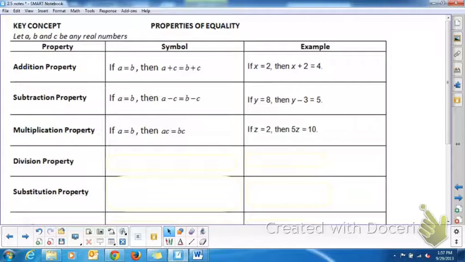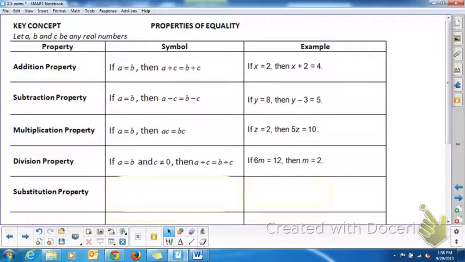The division property we frequently use when you divide both sides of an equation by the same term. If A is equal to B and C does not equal 0, then A divided by C would be equal to B divided by C. An example of this would be, if 6 times m is equal to 12, then m is equal to 2. We divided both sides of this equation by 6.